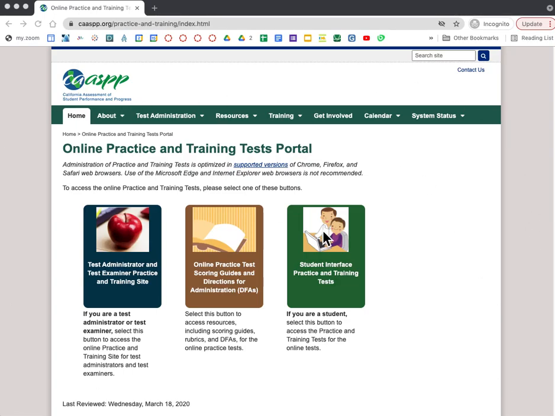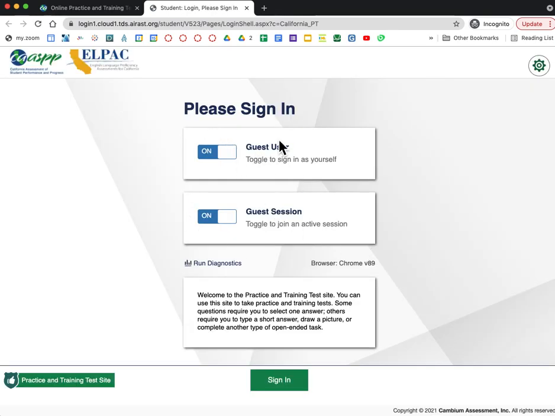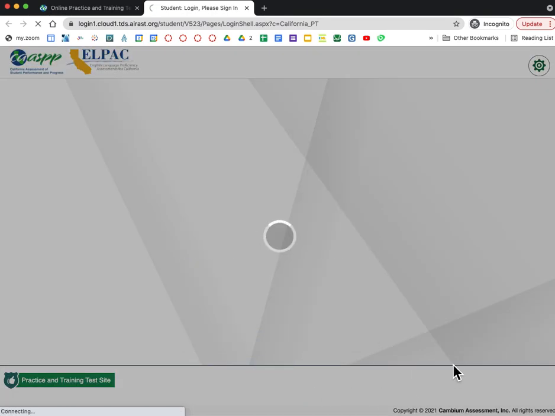Team. So for today, we're going to log back into the test. Go ahead and press that green button. And then we want it to say guest, so we're going to leave it that way. Press sign in.